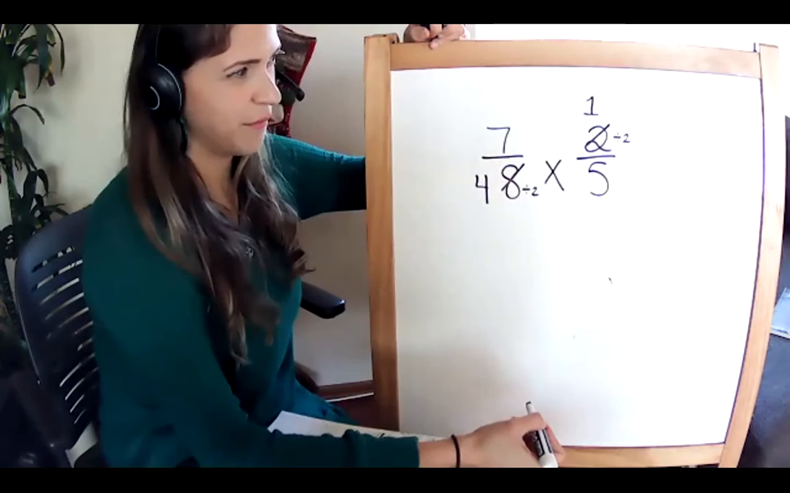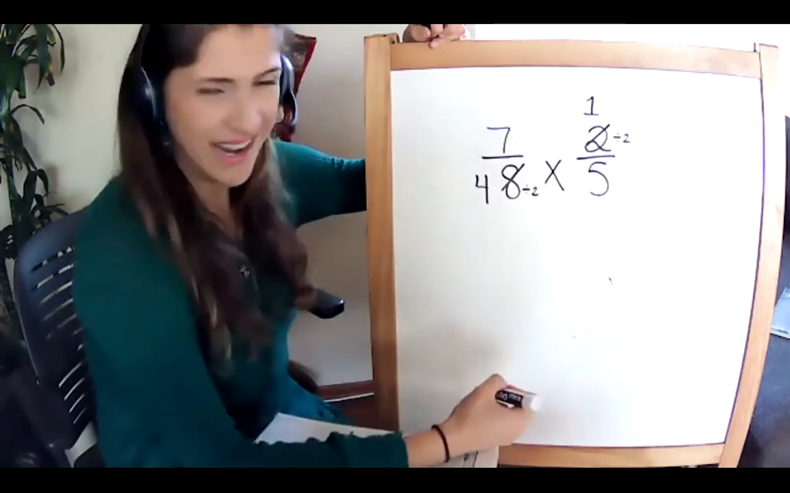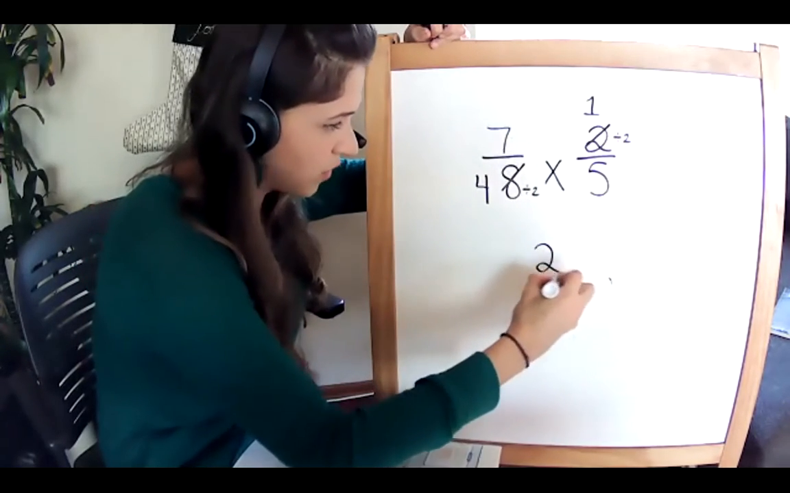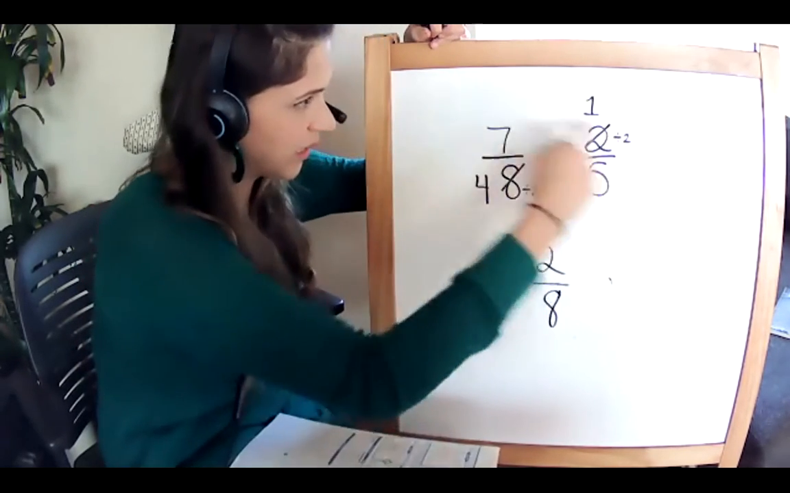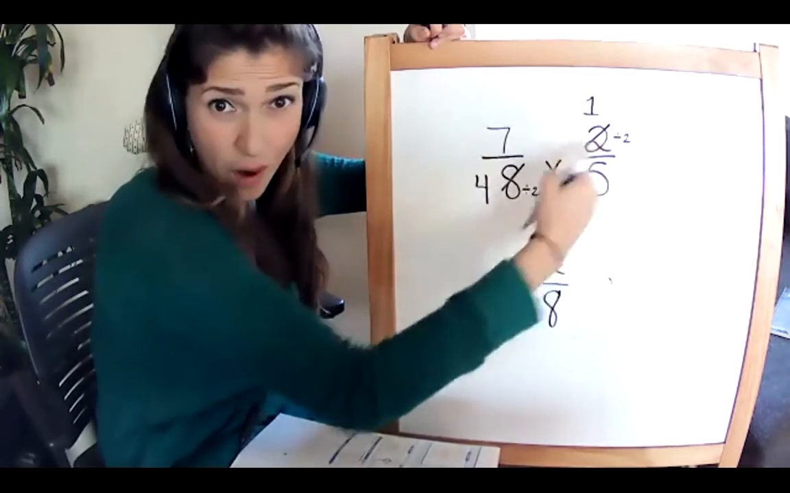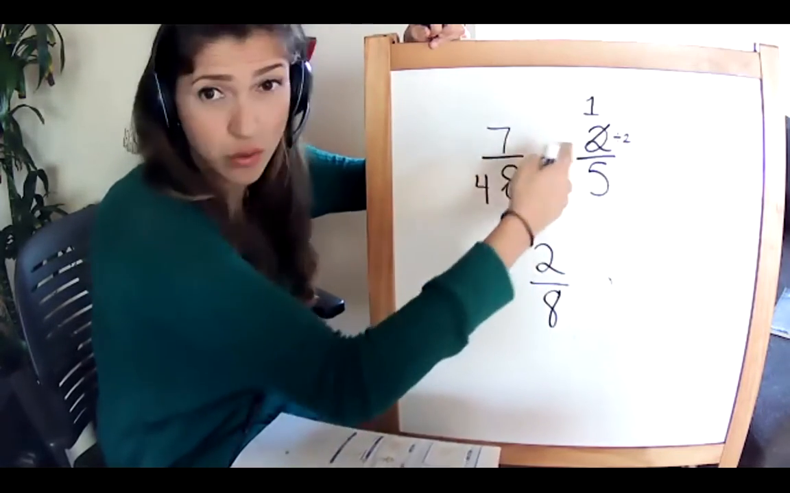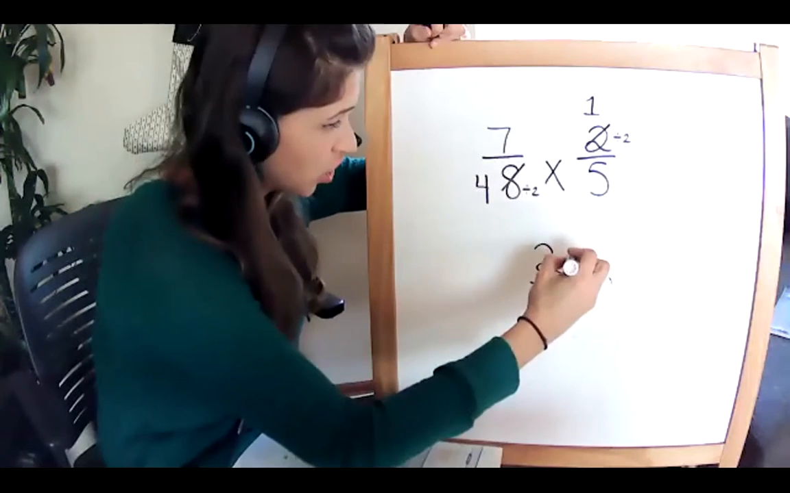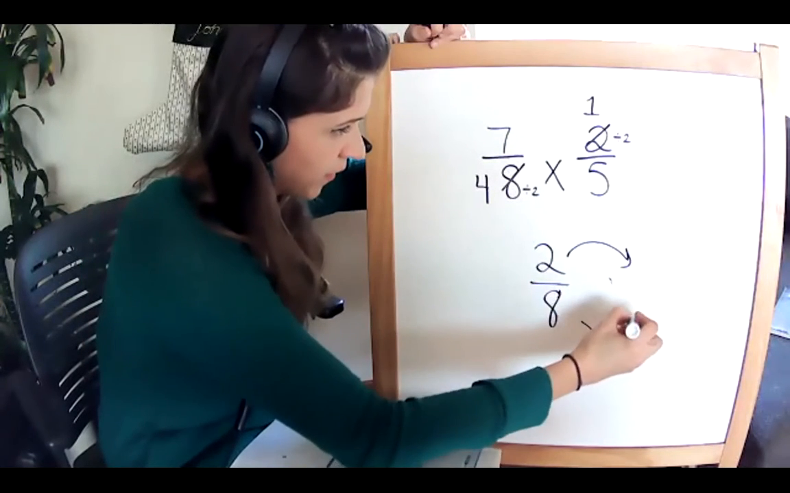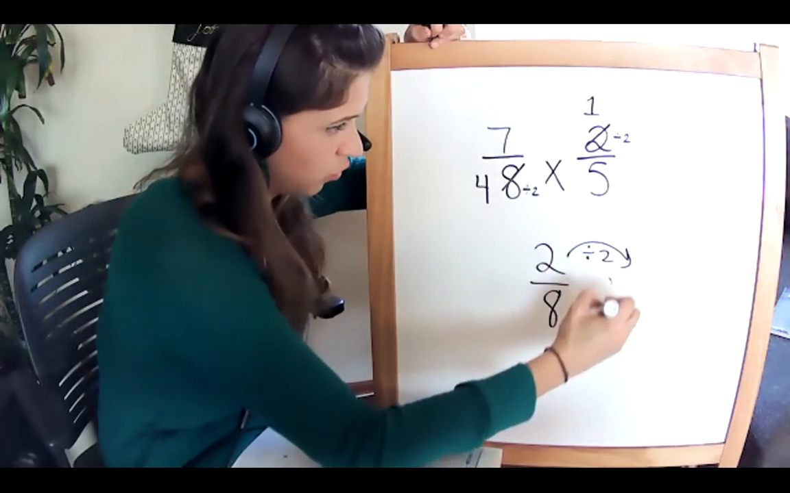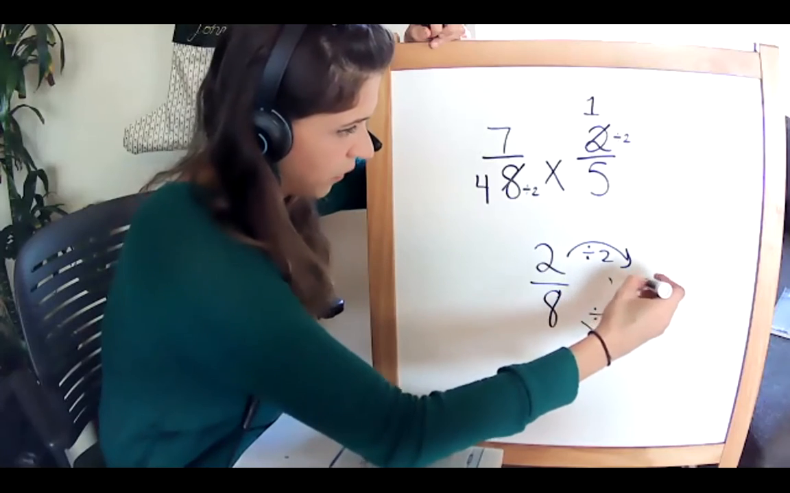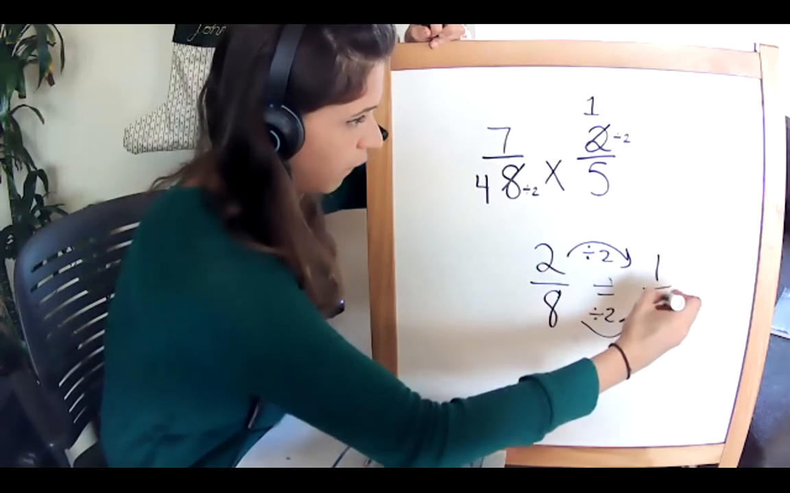Right? And then remember when we had our Pokeball, because we can switch the order anytime we want, right? Because we're going to get the same answer. I put the 2 here, I put the 7 here, I'm still going to have 2 times 7. So watch. Pokeball would be divide by 2, and we would get 1/4.